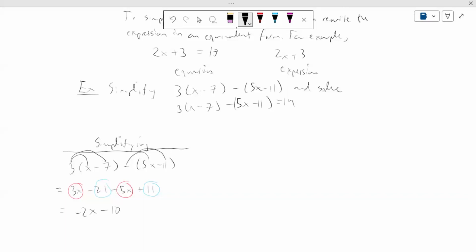We'll do the same thing when we have polynomials like x squared and x cubed and so forth. But now I'm done, right? I've simplified this expression as much as possible. I've combined all the like terms. So that's it for simplifying. Any questions on it at all?